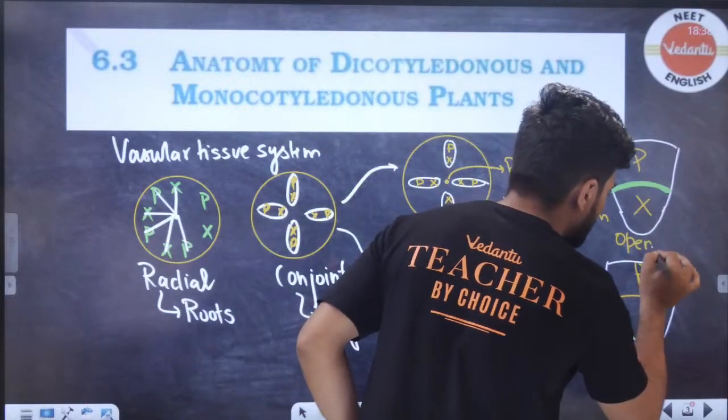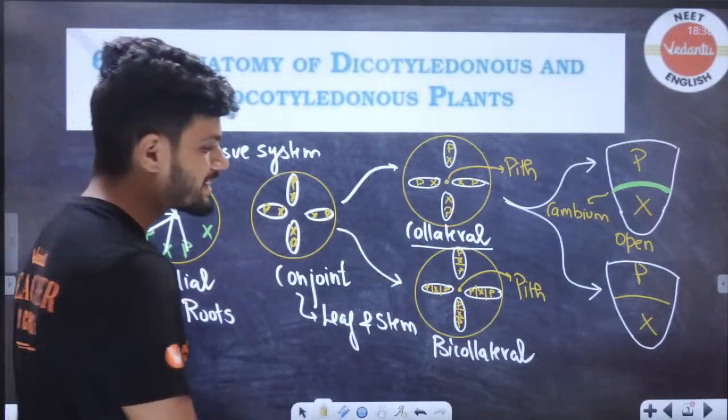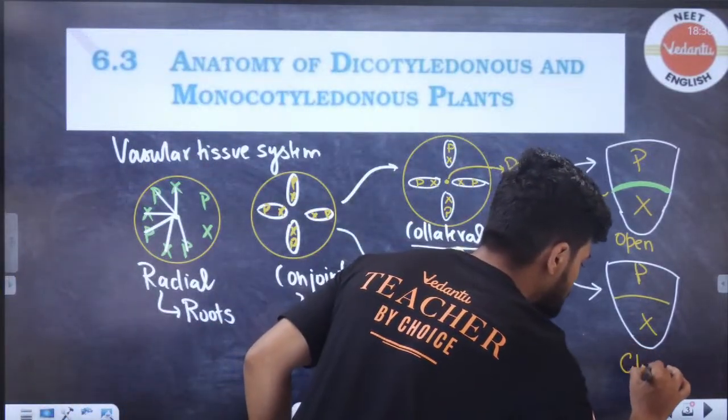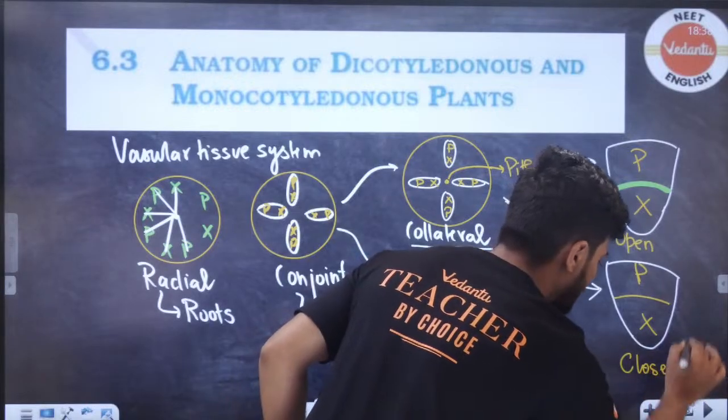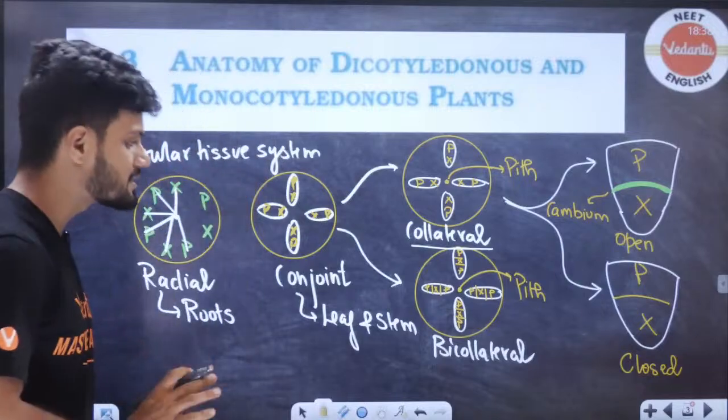Open arrangement. Now what if there is no cambium? Then it is called as closed arrangement. Closed arrangement. This open arrangement is mostly seen in the case of stem.